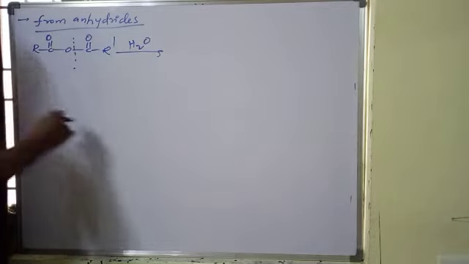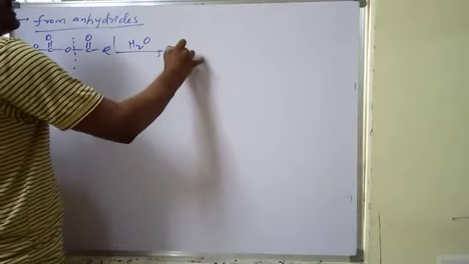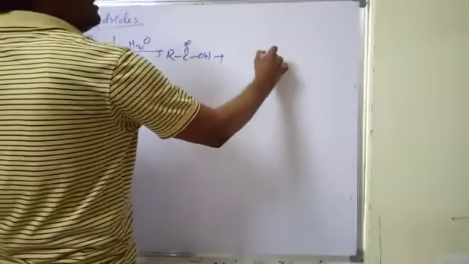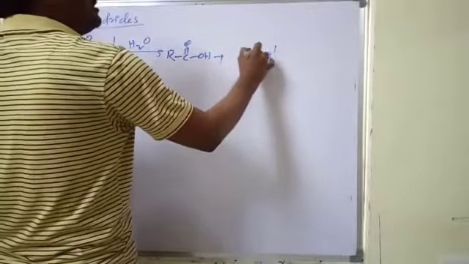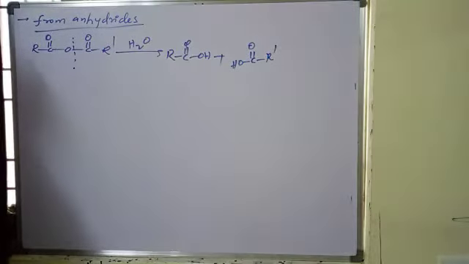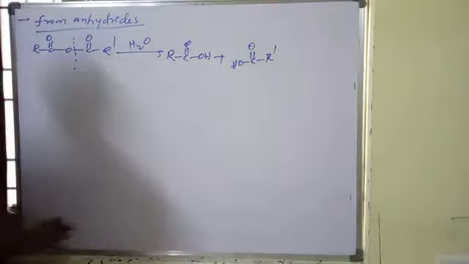One side gets H, one side gets OH. The products are R-C(=O)-OH plus R'-C(=O)-OH. Now both are carboxylic acids.